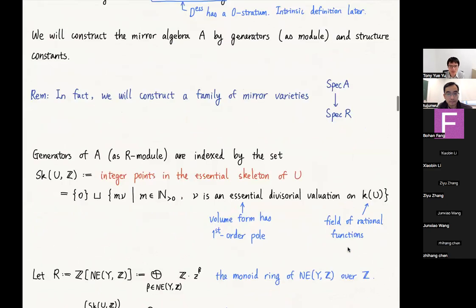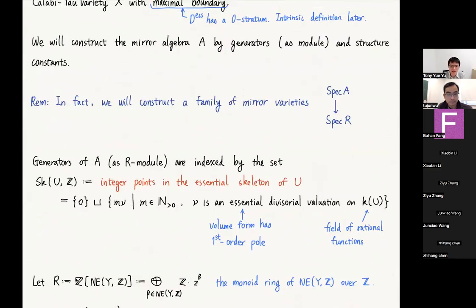Maybe let me explain what R is. So R, our base R, is really like a bookkeeping device for curve classes. It's just the monoid ring of the cone of curves in Y. In other words, it's the direct sum of copies of Z over all possible curve classes, and we denote the base vectors by Z to the beta, just a notation.